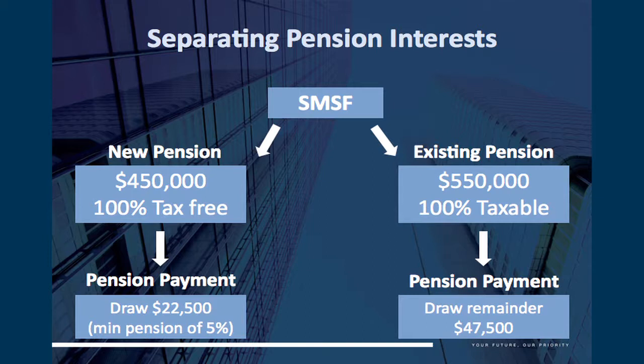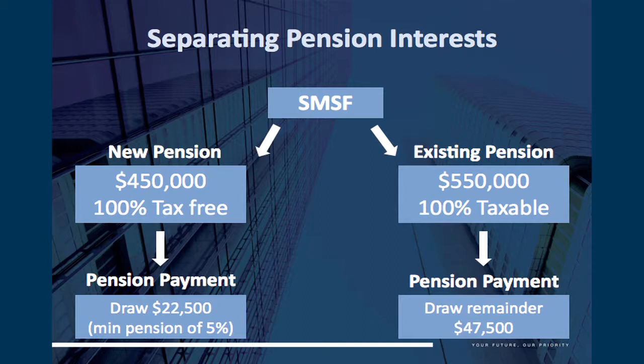So as you recall, Bill's income requirement was $70,000 per year. So what he's going to do here, in terms of his pension payments, is only draw the minimum from that tax-free pension because he wants to preserve it. Now, he's ticked over 65 years of age, so his minimum pension requirement is 5%. Now that works out to be $22,500 a year.